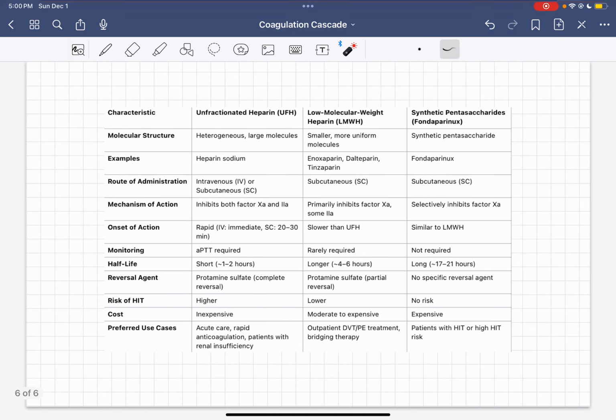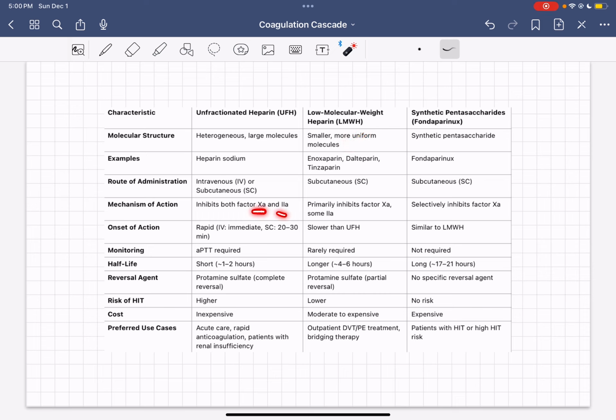Now, finally, there's an important fact that you must know, that there are different kinds of heparins, right? The main ones I wanted to talk about here are unfractionated heparin and low molecular weight heparin. What's the difference between these two? Here's a simple explanation. The unfractionated heparin is a heterogeneous and large molecule, whereas low molecular weight heparin is made of smaller and more uniform molecules. The mechanism of action here is that the unfractionated is going to inhibit both 10A and 2A, and that's why it's very rapid. Whereas the LMWH is going to inhibit only 10A specifically and some 2A, that's why it has a slower action than unfractionated heparin.